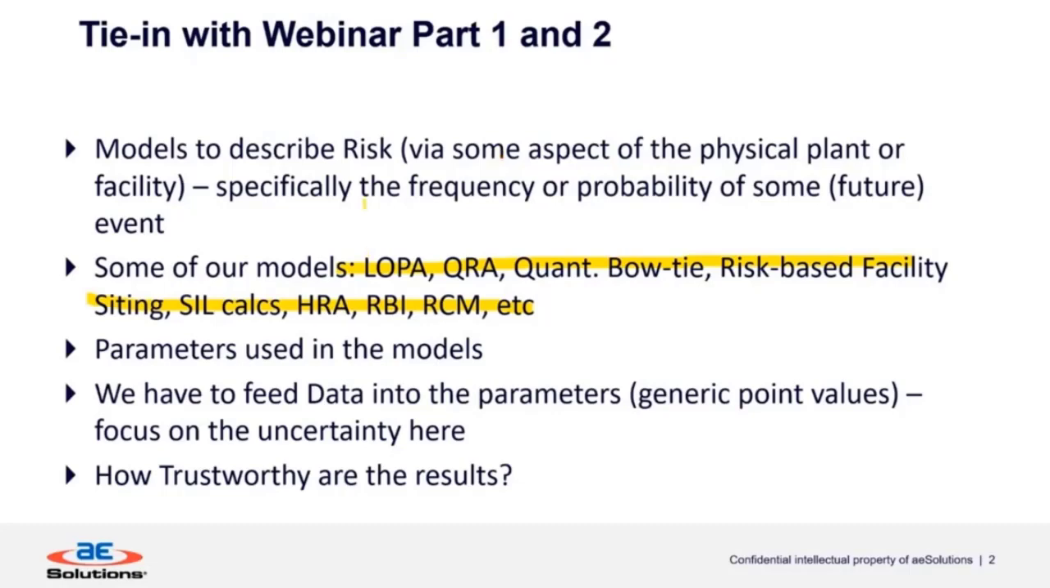Within each of these models that we develop to calculate the likelihood of risk, we use parameters. I'll have a slide dedicated to parameters. We feed data into the parameters. Typically, these are going to be generic point values, is what we've historically done. We'll focus on the uncertainty here in the data, in the parameters. Of course, models contain other types of uncertainty, but I want to address the uncertainty in data specifically in this webinar. We asked the general question, how trustworthy are the results?